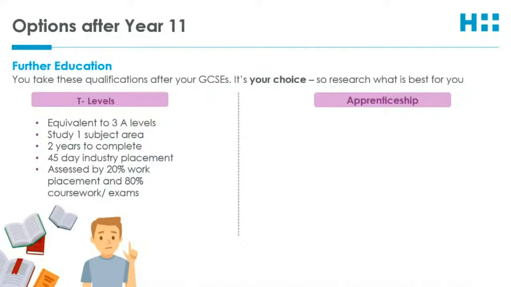So that means that the qualification you get at the end of completing a T-level is the same as if you'd done 3 A-levels. With a T-level, you do just study one subject and you are assessed by coursework and exams, but also you're assessed through a work placement. And the really great thing about T-levels is that you have to do a 45-day industry placement that links to the subject that you're studying it in.